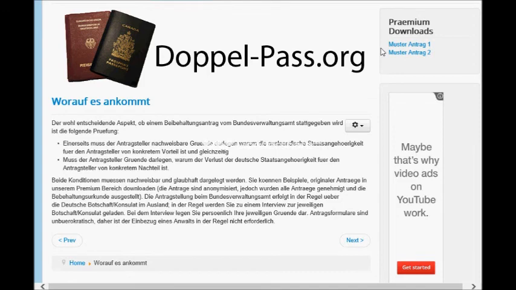What happens with your application package is that the embassy or consulate staff provide a recommendation to the Bundesverwaltungsamt when they forward your package, and typically the Bundesverwaltungsamt is going to follow the recommendation of the embassy staff. So that's why it's important that you know your story, things make sense, and you're not lying.